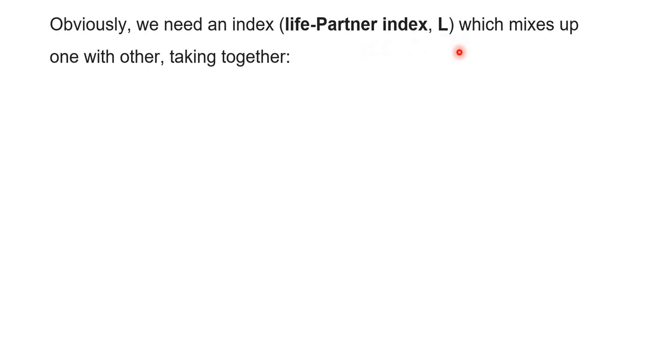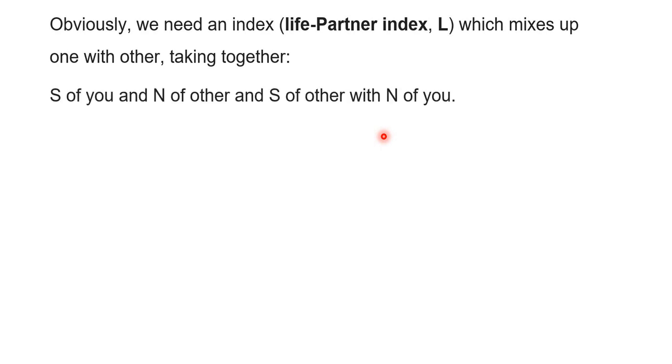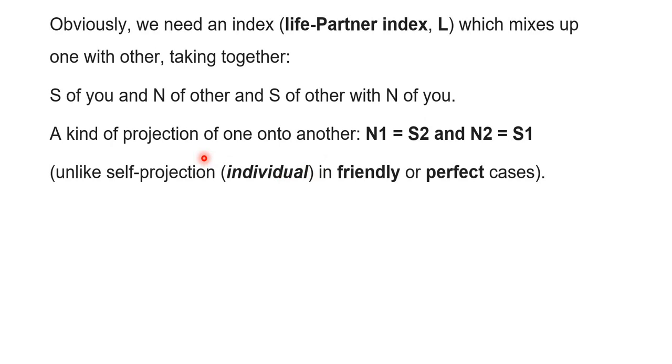And this time, which mixes up one with the other, taking together, because we are talking about a couple of persons, I demand that S of you and N of the other person, your partner, and S of the other person with N of you. So I am mixing up the qualities, the number value and the sum of the divisors. It's a kind of projection of one person onto another. So my demand is that N1 equals S2 and N2 equals S1.